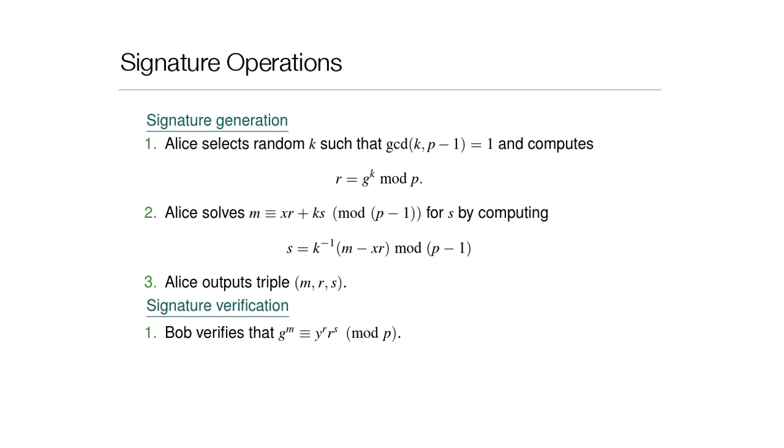So if this is going to be g to the power m, g is the generator of the group, it is a public parameter, m is the message, and if these two values are matching, g to the power m equals y to the power r to the power s mod p, then Bob can verify the signature is correct. Take a piece of paper and do this computation so you can verify it.